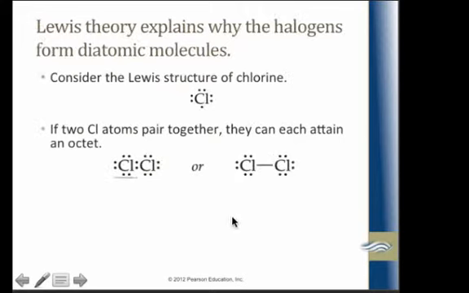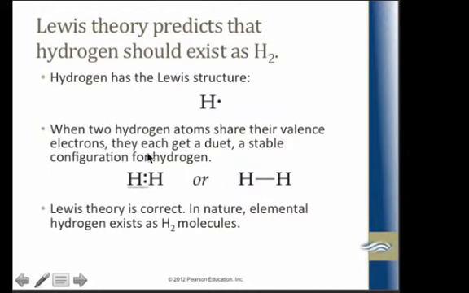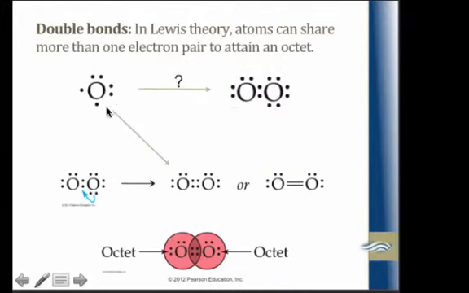The Lewis theory explains why the halogens exist as diatomic molecules. You see here a single atom of chlorine, but if it would couple up with another chlorine atom, they can share and each have an octet. All the halogens do this. So does hydrogen. Hydrogen's complete with a duet, 2 hydrogens together, so we see H2 molecule in nature. What do we do with something like oxygen? We memorize that oxygen is also a diatomic molecule.